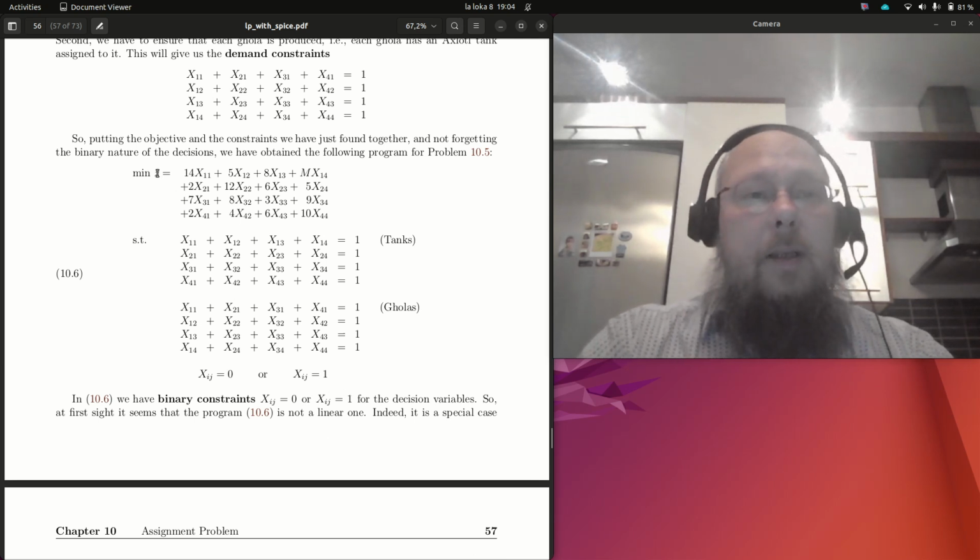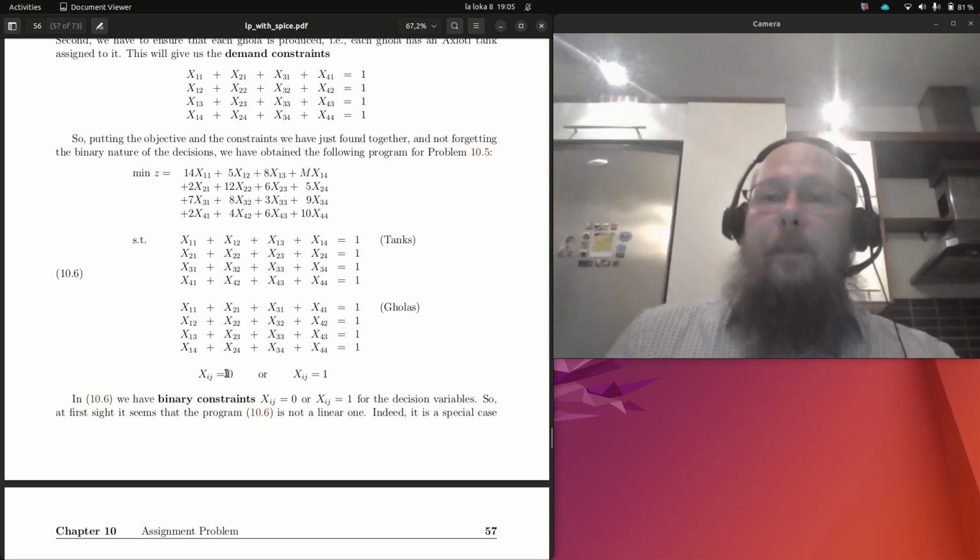So minimizing Z, this is the total setup time. Constraints that all the tanks are assigned. These are the supply side constraints, and then the demand side constraints. All the goals are produced by some tank.